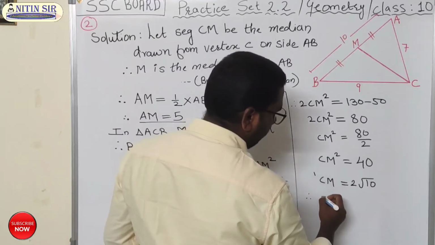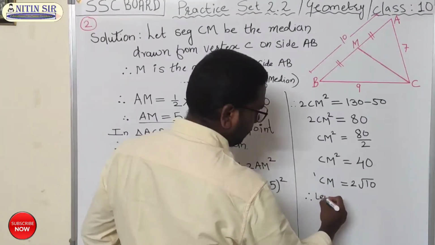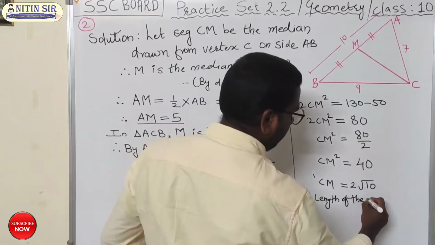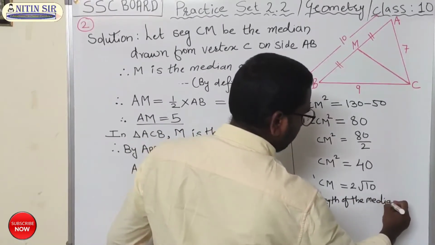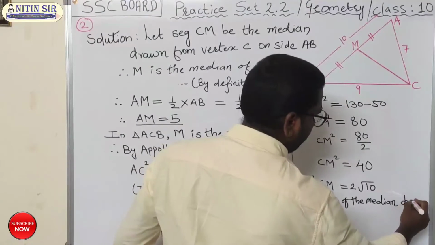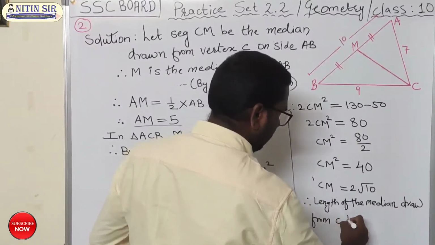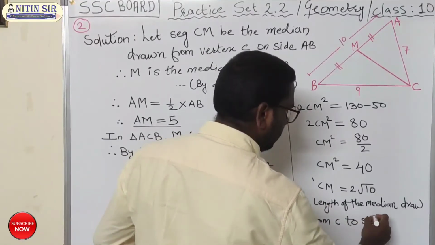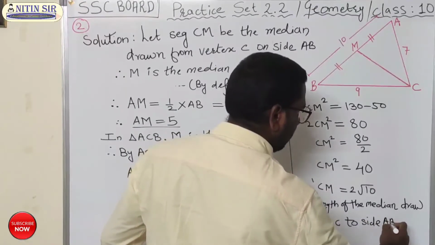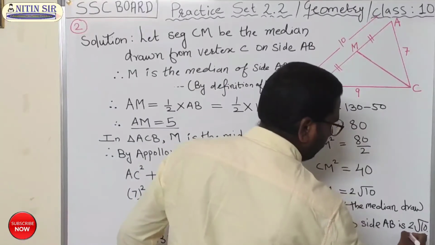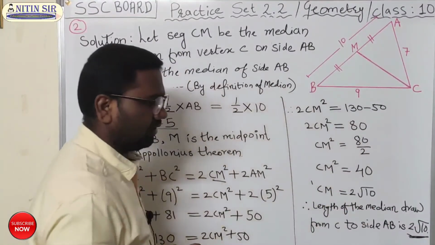So therefore we can write the length of the median drawn from C to side AB is 2 root 10. This is your answer. Okay.